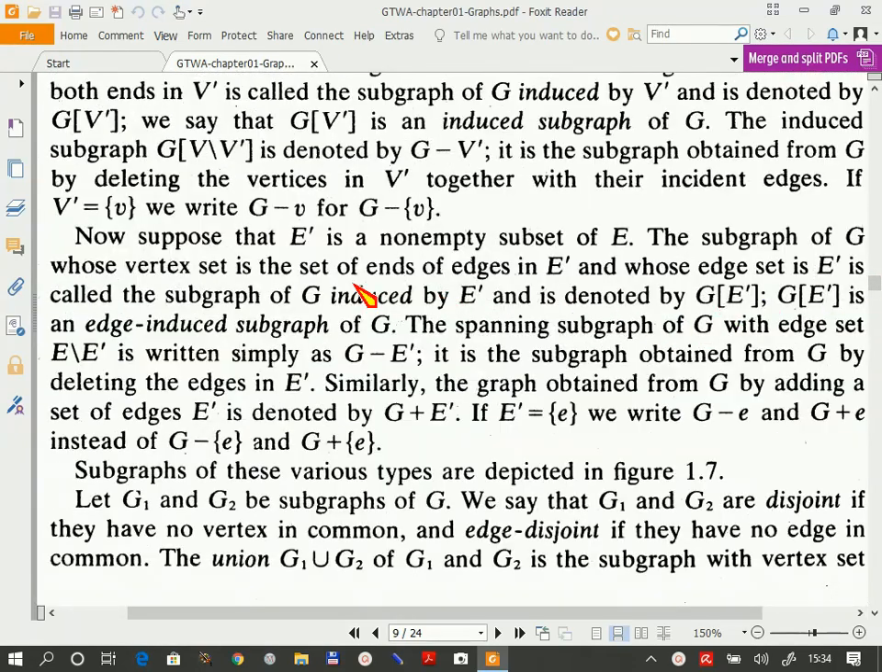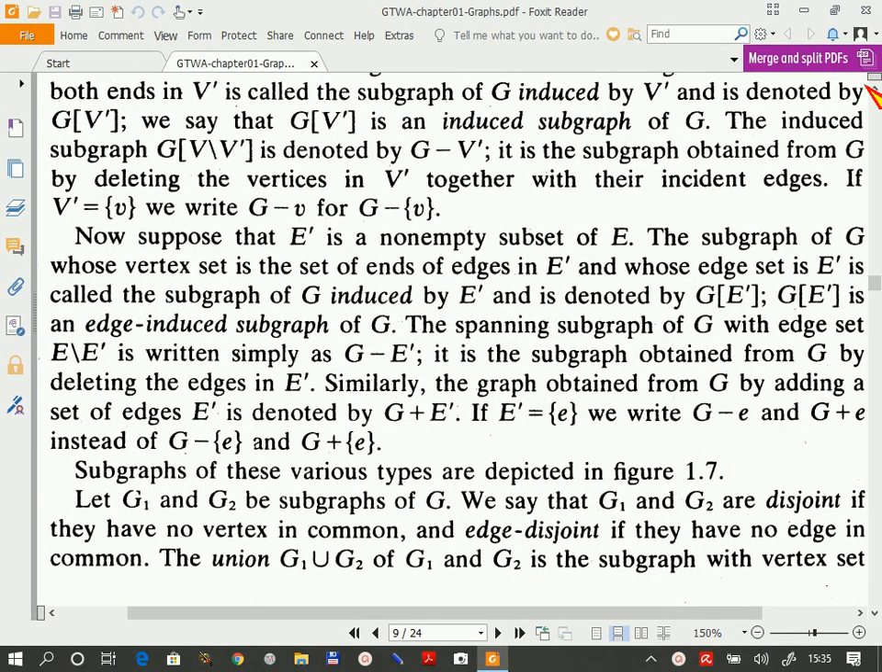So I can take a non-empty subset E prime of E, and I can take all the edges which are in E prime with their vertices. If a vertex is not an end of an edge in E prime, you don't keep it, okay? All right, and so you have this edge-induced subgraph. The same thing, you can say, I want to delete these edges. It means take the other edges and keep those remaining edges with their vertices.